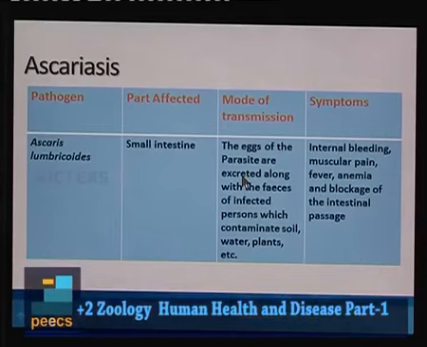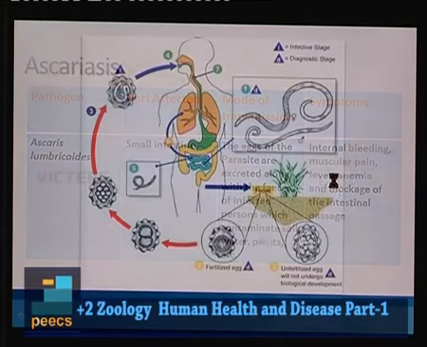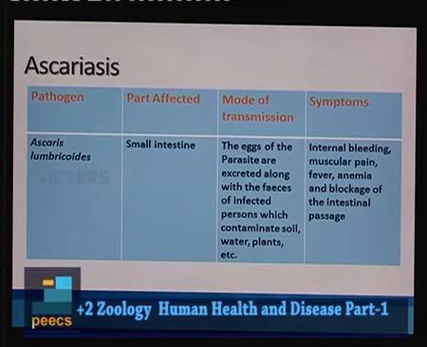You can see that the egg of this parasite will be coming out from the infected person, and it will contaminate soil, water, plants, etc. So, if the food that we are taking is not hygienic, there is every chance of presence of this particular pathogen. Now, what are the symptoms? Symptoms of ascariasis include internal bleeding, muscular pain, fever, anemia, and blockage of the intestinal passage. So, these are the symptoms of ascariasis.